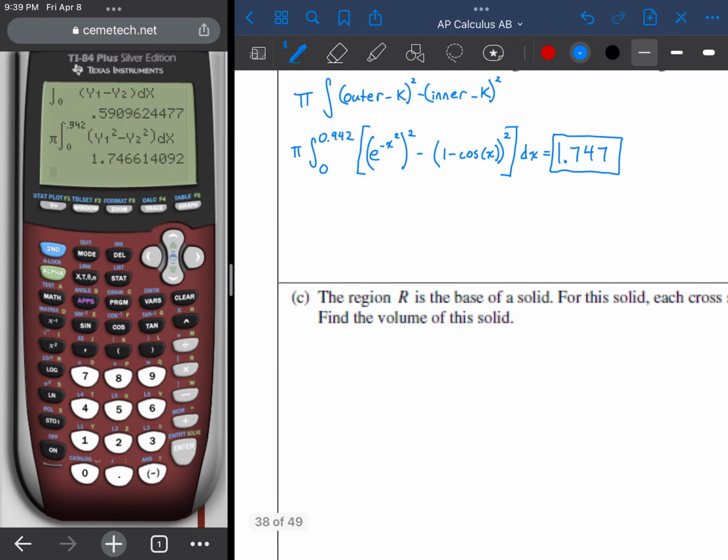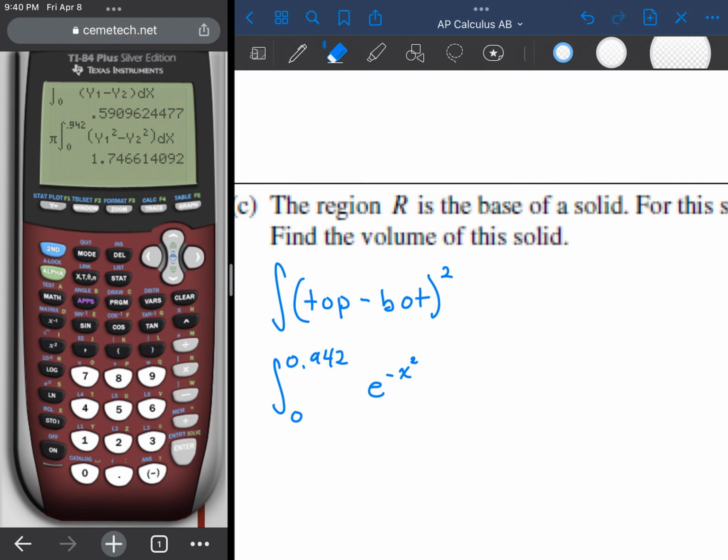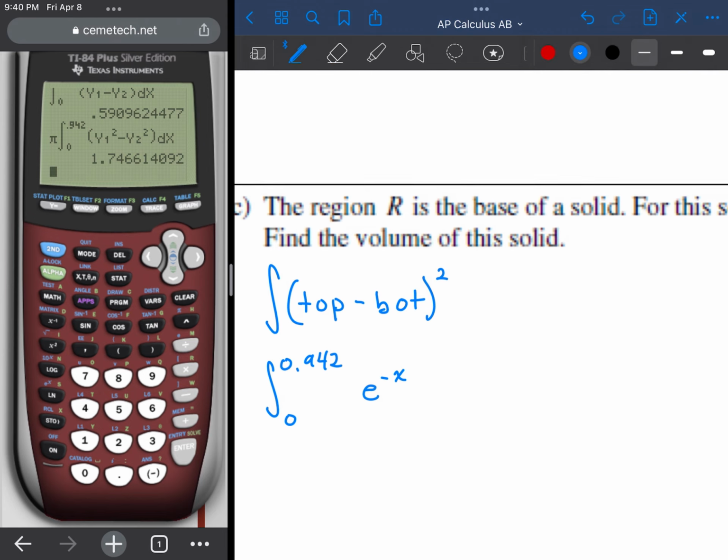I always just like rederiving where the area comes from. The general cheat sheet definition for this one is going to be the integral of your top minus the bottom quantity squared is the general idea. So for us, it's going to be the same bounds, 0 to 0.942 of our top, which is e to the negative x squared. And I don't know why I'm zoomed so far out because my squares are not looking very nice. I'm going to go ahead and redo that.